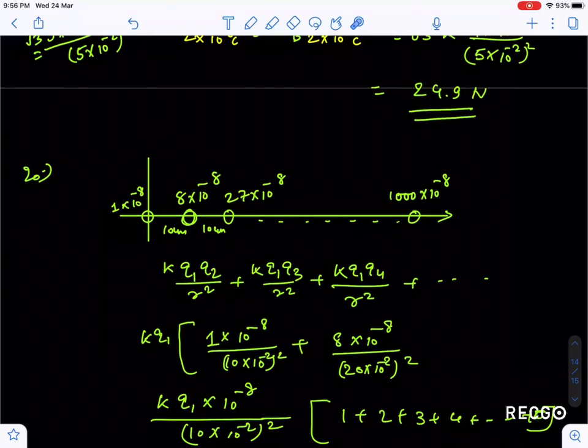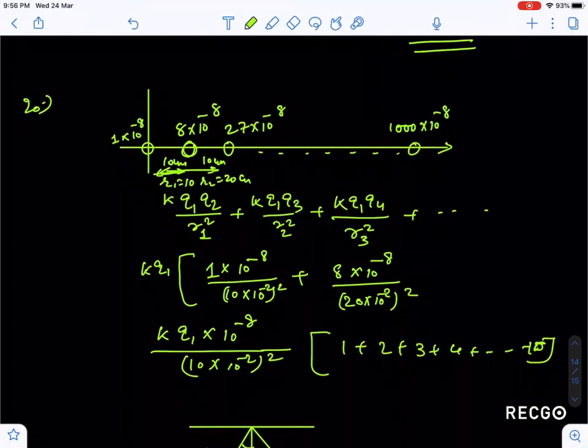So I have written that K Q1 Q2 plus K Q1 Q3 plus K Q1 Q4 divided by R square, but R square I'll write here as r1 square. See carefully guys what I am writing here. This I can write r1, this I can write r2, this I can write r2, where r1 is 10, r2 is 20, and so on.